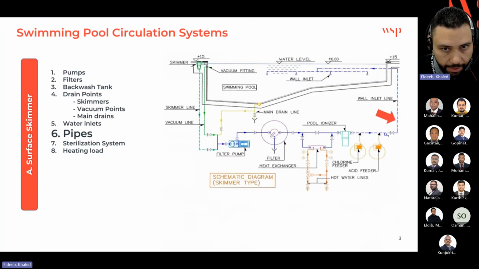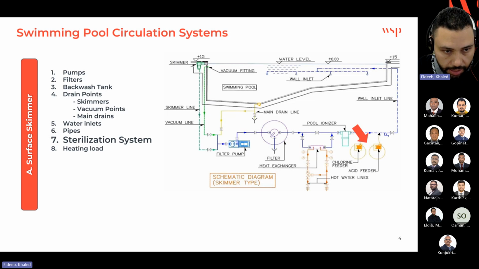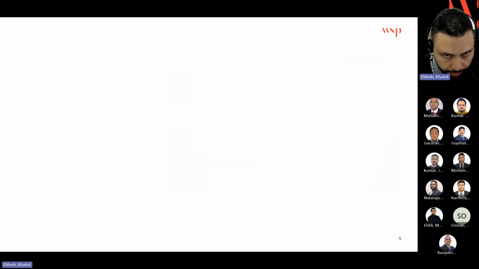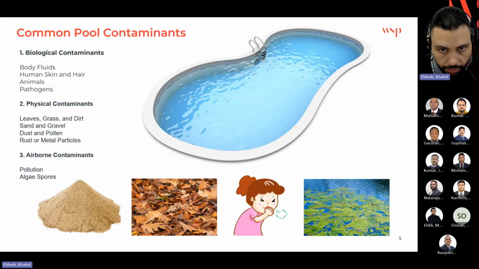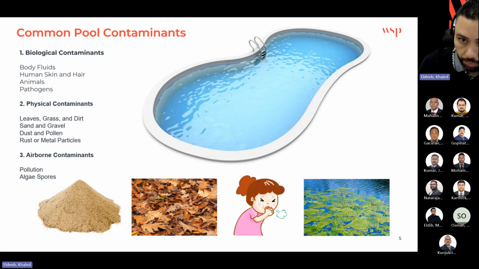Okay. Last time we discussed the piping, and we should jump to the next one, which is the sterilization system. Okay. So water quality, as we discussed in the first session, if you remember, can be impacted by many contaminants, and we need to understand them in order to act on them accordingly.